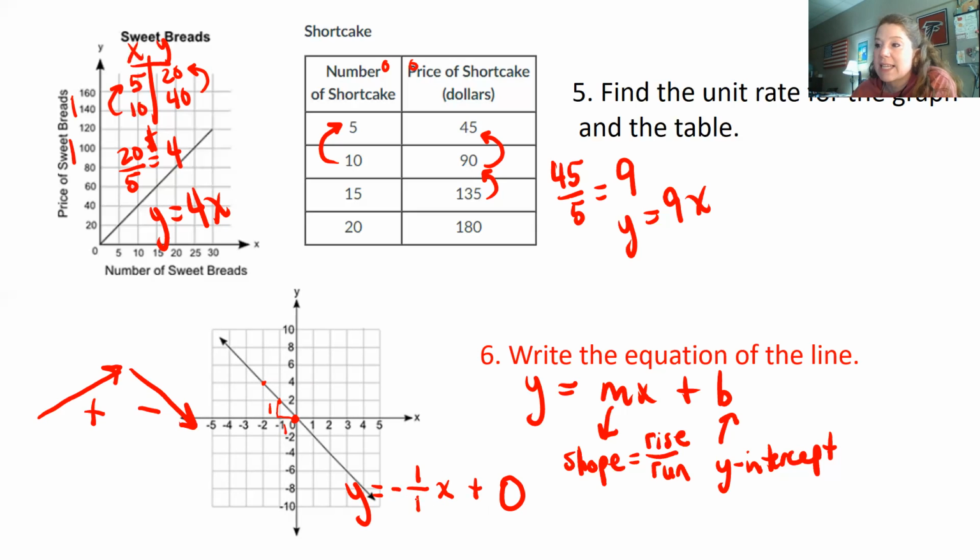So the slope is negative. So 1 times x is x. So the best answer would be negative x. We don't have to write plus 0 ever, do we? So that is the equation of the line. If our line crossed up here at 6, I would write plus 6. If the line was shifted down here to minus 8, the end of my equation would say minus 8. But since it goes through the origin, the y-intercept is 0.